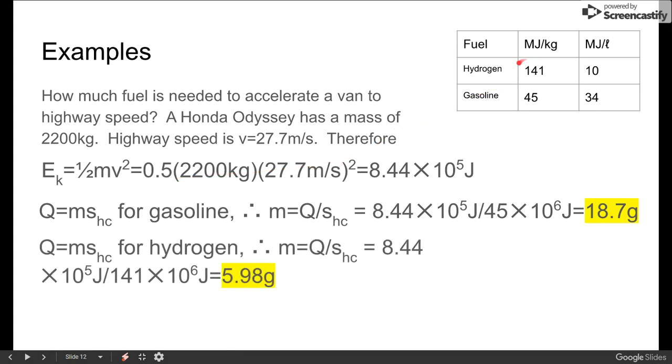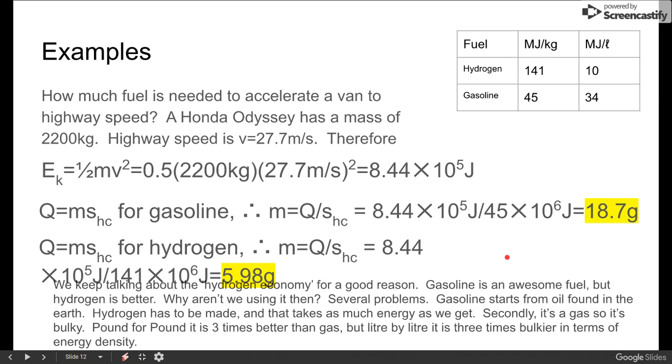If we switch to hydrogen fuel, look at this number. It's almost 3 times greater. So not surprisingly, we need about 3 times less hydrogen instead of gasoline. Hydrogen would be an amazing fuel, pound for pound. Why aren't we using hydrogen then? There are a couple of problems. Gasoline starts from oil found in the earth. Hydrogen has to be made from water, and that takes as much energy as we get.